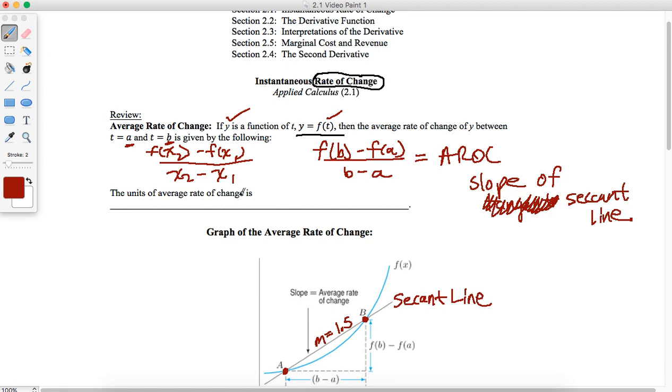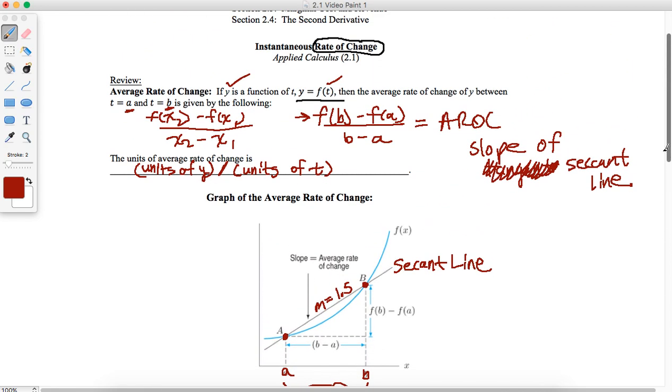Okay, the units of your average rate of change: since we do f of b minus f of a, and f is your y or your output variable, we're going to have the units of our output variable, which is y, per unit of my input variable, and in this case our input variable was t. And so that was average rate of change, and we did that because unlike linear equations that have a constant rate of change, nonlinear functions have rates of change that depend on the location, and we'll be able to calculate or estimate that using our average rate of change. Okay?